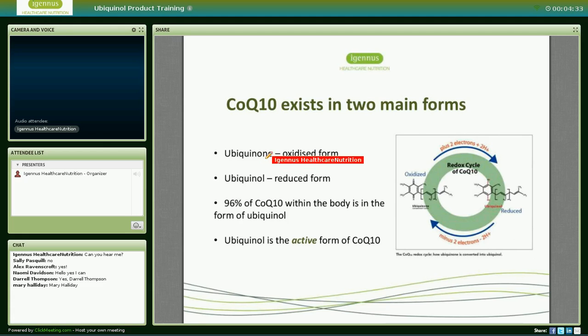Ubiquinone was discovered in 1957, and in its reduced form, it oxidizes very easily. So it's been quite difficult to produce a stable reduced form, ubiquinol, until one actually came to the market in 2006, and that goes by the name of Kaneka QH. So ubiquinol is also known as Kaneka QH.